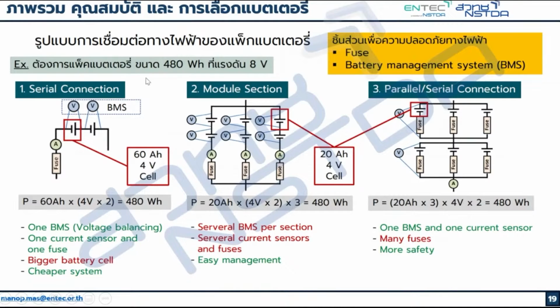If you want 480, there would be 3 types, 3 platforms. Charge 60 amp hour, 20 amp hour per grid. The third type is for 20 amp hour. The first one, let's look at the pros and cons.